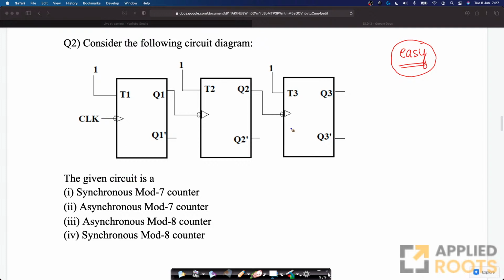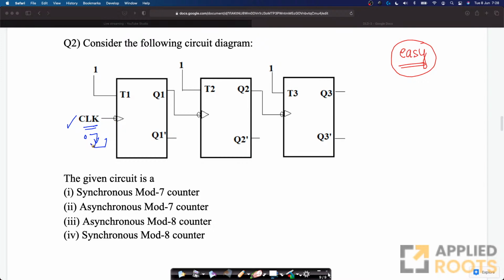Cool. Okay, let's solve this. Straightforward, right? So this basically says that this is a negative edge triggered system, right? We describe what is negative edge triggered in the course videos. And if you see, this is a standard ripple counter, right? This is how ripple counters or asynchronous counters are designed, because this clock symbol is only going here, right? And this would get triggered when the clock goes down, because this is negative edge triggered, right?